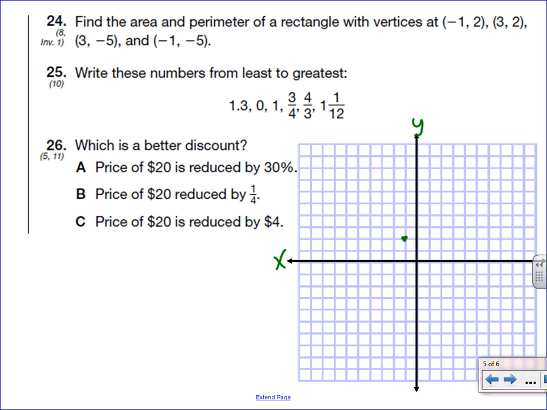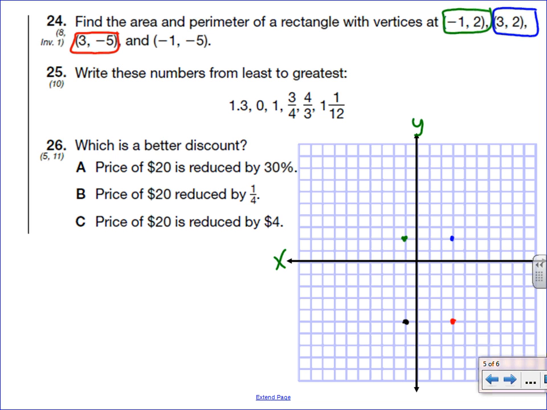And then we have 3, 2. This is one vertex. 3, 2 means go to the right 3, 1, 2, 3, and up 2, 1, 2. 3, -5 means go to the right 3 and down 5: 1, 2, 3, 4, 5. And then the last corner is -1, which means go to the left 1, and -5 means go down 5.